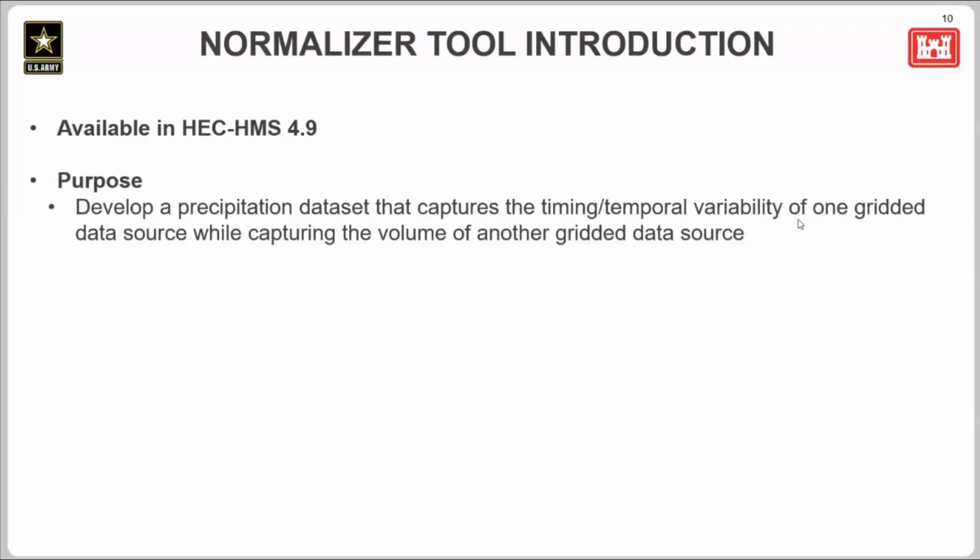Good thing there is a tool specifically designed for that purpose. It's called the Normalizer tool, and it's available in HMS 4.9 and above. The purpose is we want to find some way to combine these two data sets. We want to create a data set that captures the temporal variability or timing of one gridded data source while capturing the volume of another source.